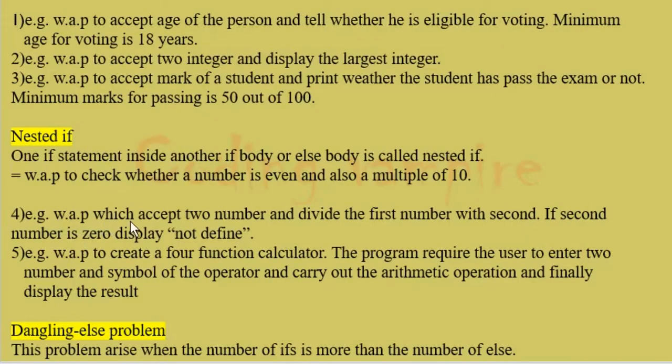Write a program which accepts two numbers and divides the first number by the second. If the second number is 0, display not defined. As you know, when we divide two numbers, we have to make sure that the denominator is not 0, because something divided by 0 is not defined.